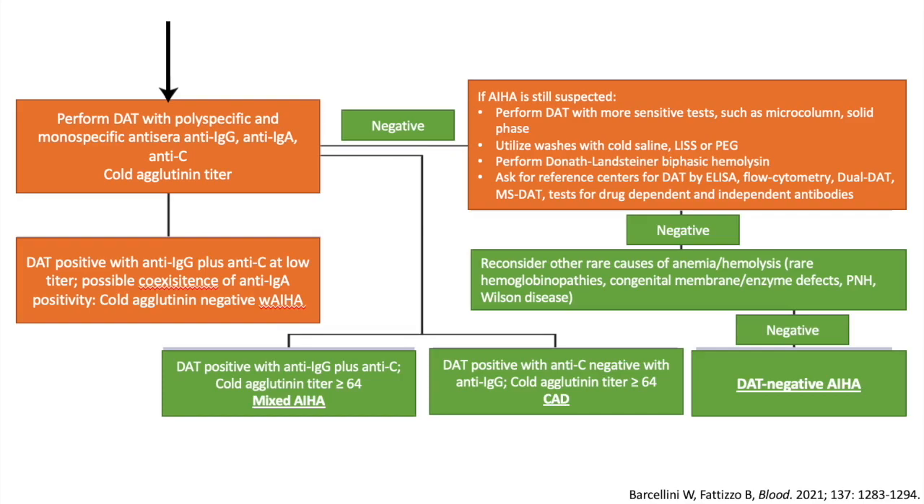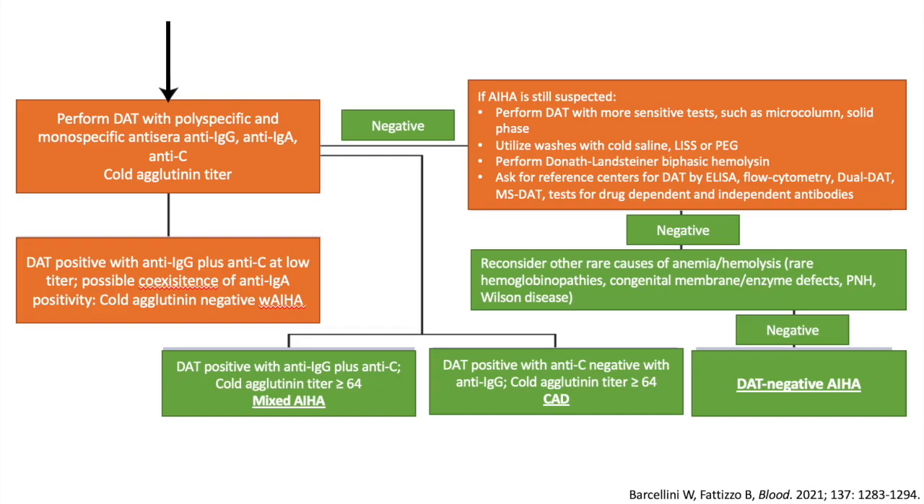So we need to move on, usually this is done at reference laboratories, with more sensitive techniques, like, for example, low ionic saline solutions, washing, cytofluorimetry, and other techniques that may allow the detection of very small amounts of IgG autoantibodies, even in patients with direct antiglobulin test negative autoimmune hemolytic anemia.